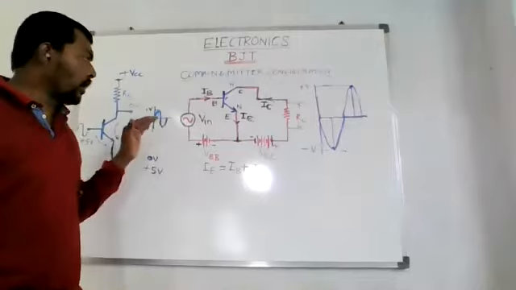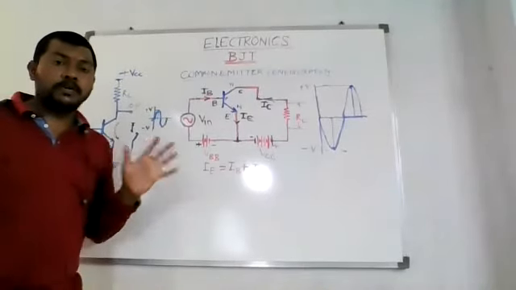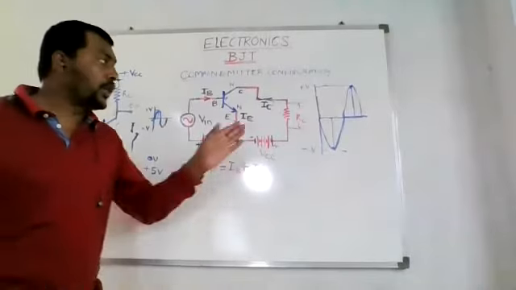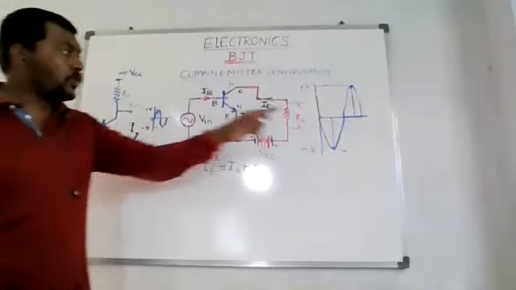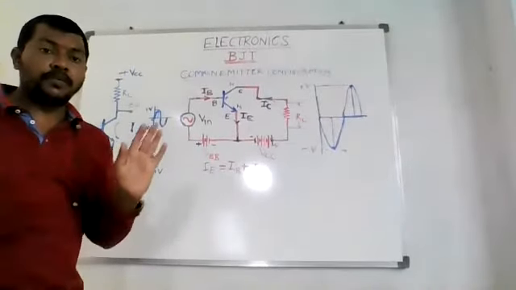So I guess you have understood how this whole circuit works as an amplifier. Why do we call it an amplifier? Because it is going to change the amplitude of the input signal. It is not going to change the frequency.